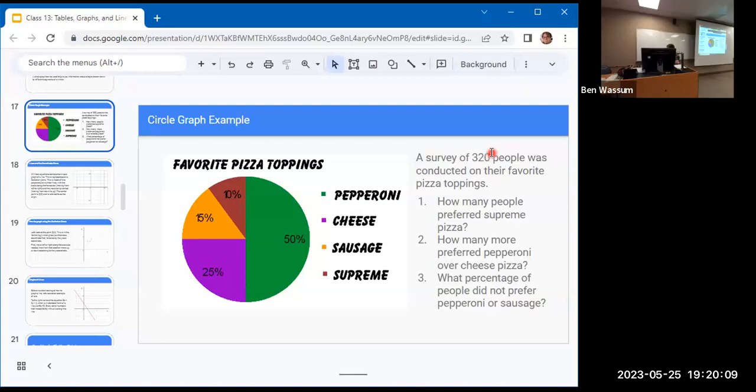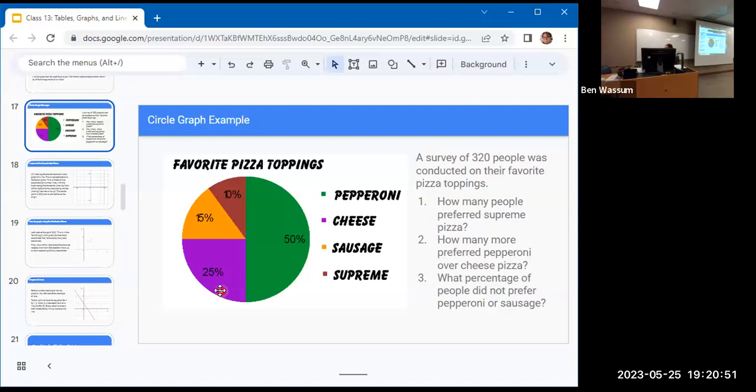And then number 3 says what percentage of people did not prefer pepperoni or sausage? Okay, so that would leave cheese and supreme. So cheese was 25%, supreme was 10%. So adding these two together, you have a 35%. So you could do 0.35 times the 320 and get 112. The other option would be, that's kind of the addition of the answers to number 1 and 2, right?